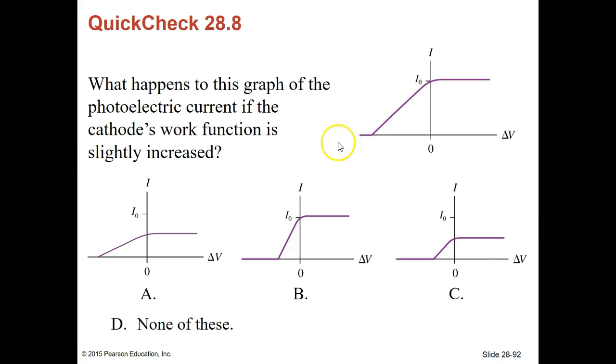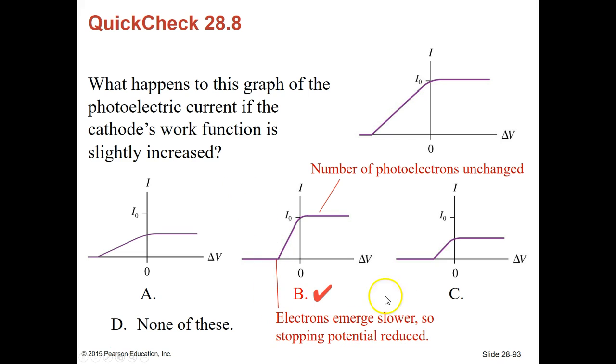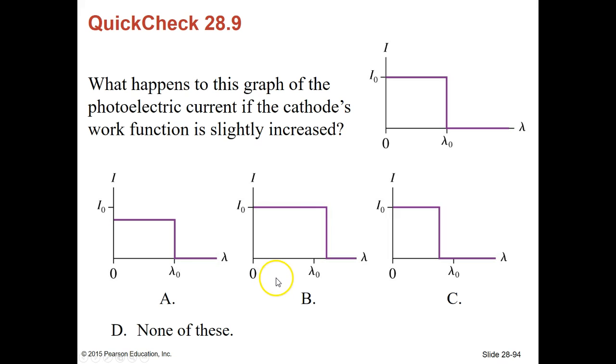They want to know what happens to the graph if the work function is slightly increased. So I'm going to increase the work function. If I increase the work function, then those electrons will emerge slower, so the stopping potential has been reduced, and the number of photoelectrons will remain the same. So even though I've changed the work function, the current will be the same, but my electrons will not have as much energy. So I can move my stopping potential over just a little bit.